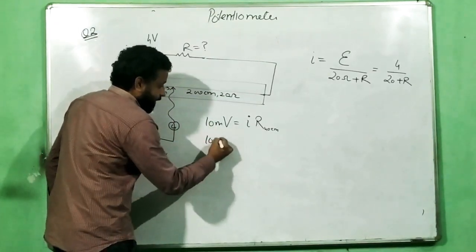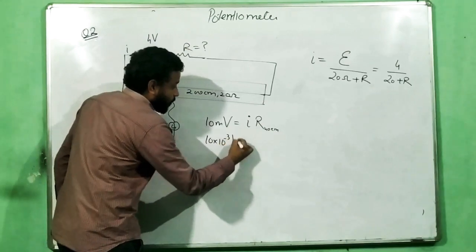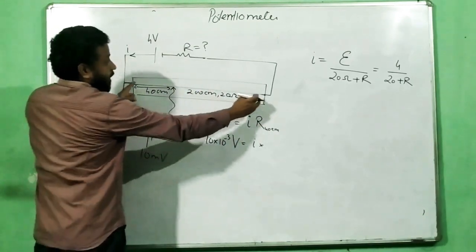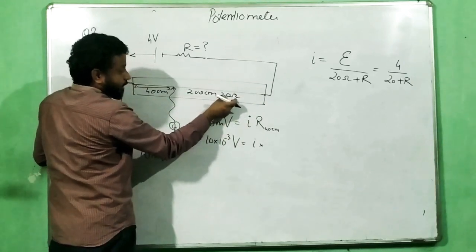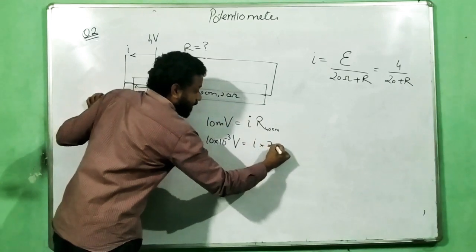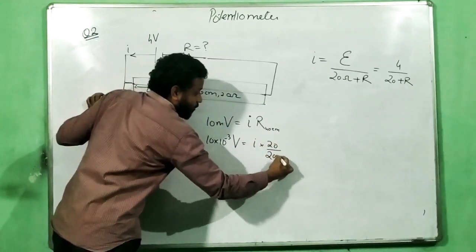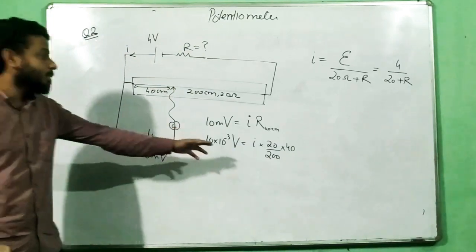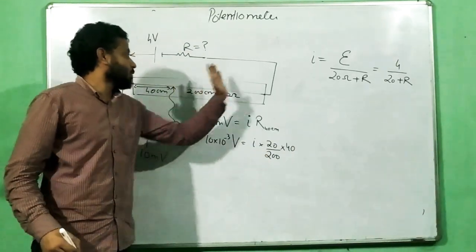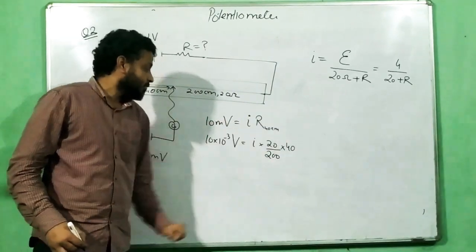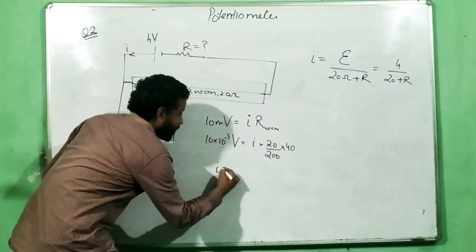Now 10 into 10 power minus 3 volt is equal to I times R40. And how will you find the resistance of 40 centimeter? Now the resistance for 200 centimeter is 20 ohm. So 20 ohm divided by 200 multiplied by 40. Unitary method. So 200 will be equal to 20 ohm, so 1 centimeter will be 20 by 200, so 40 centimeter multiplied by 40. So this will give you the value of I.